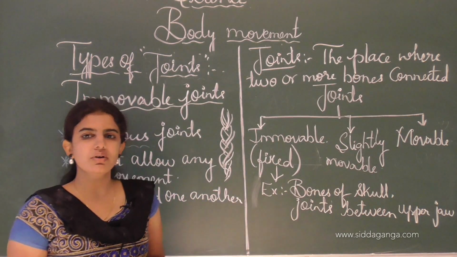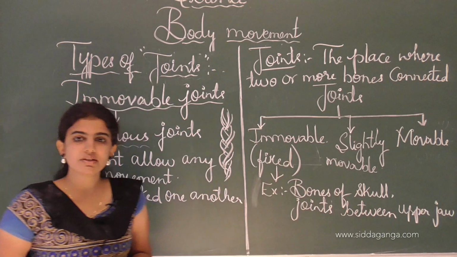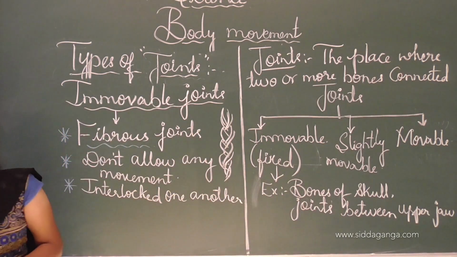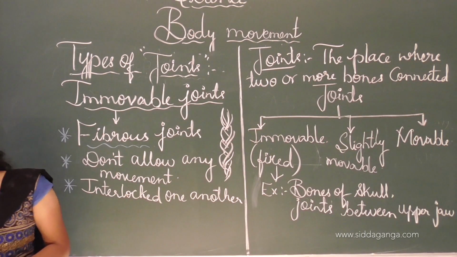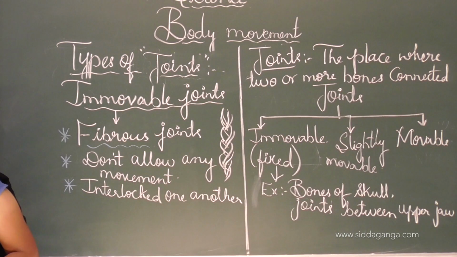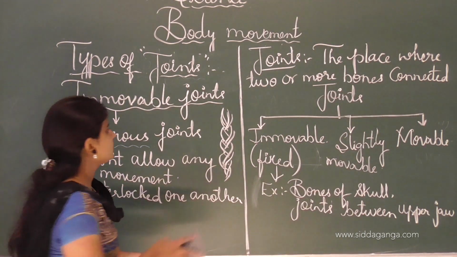We can move our body parts by using this type of joints, and these are the gliding joints or the planar joints, which allow little movements of the body bones. Examples for these joints are the joints of the wrist and the backbone.